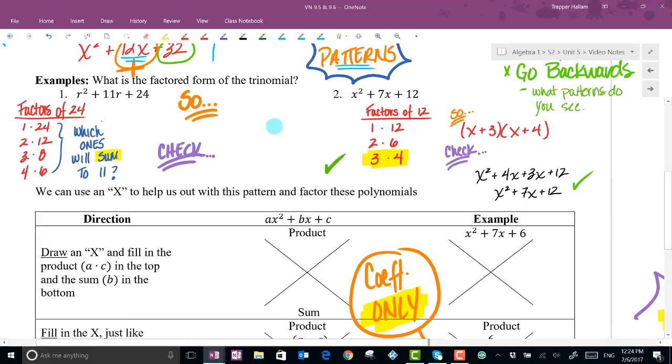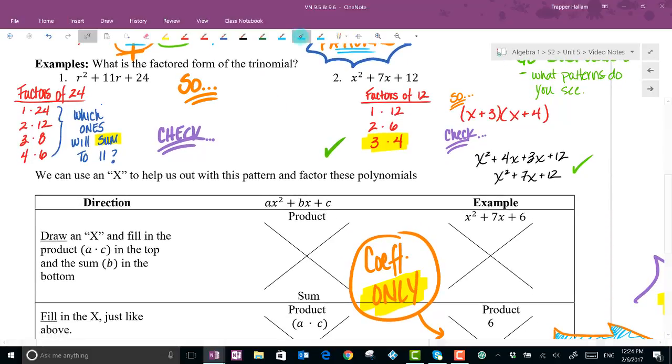Looking at this first one here, we have a trinomial. It's a quadratic in this case, but that's fine. We've got three terms. Excellent. We said if we could find the factors of 24 that would work, that they sum to 11, then we could factor this back. It looks like we could do it.